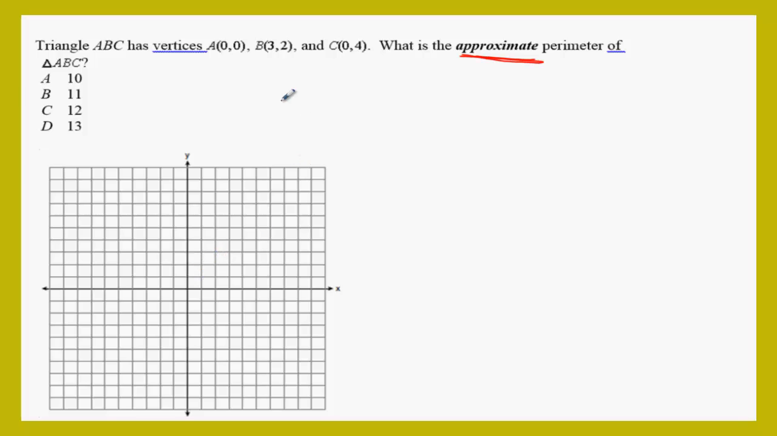Let's plug the points here, 0 and 0. The second point, this is A, 3 and 2: 1, 2, 3 and 2. The third point is 0 and 4: 1, 2, 3, 4. So now you have this triangle, from here to here, from here to here, and from here to here. What is the approximate perimeter of this one?